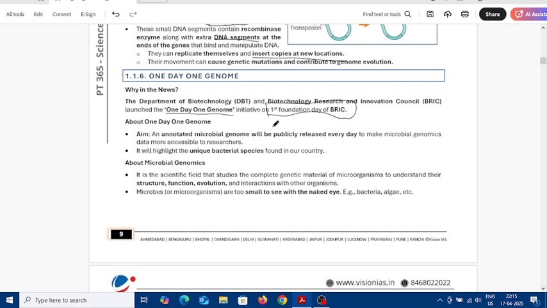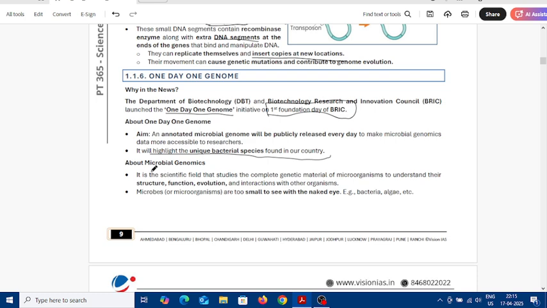What is the aim? The aim is to annotate microbial genomes, which will be publicly released every day to make microbial genomics data available. जहाँ पे माइक्रोबियल जीनोमिक्स का डेटा एवरीडे बेसिस पे अपलोड कर दिया जाएगा सो दैट वी कैन ट्रेन एनी एआई मॉडल और वट एवर मॉडल, दैट हैज बेसिकली इट्स अ डेटा बेस. It will highlight the unique bacterial species found in the country.